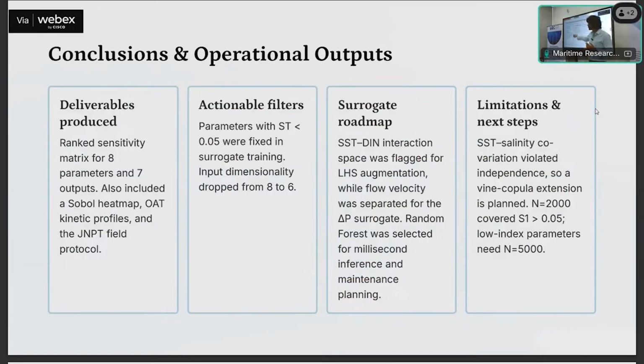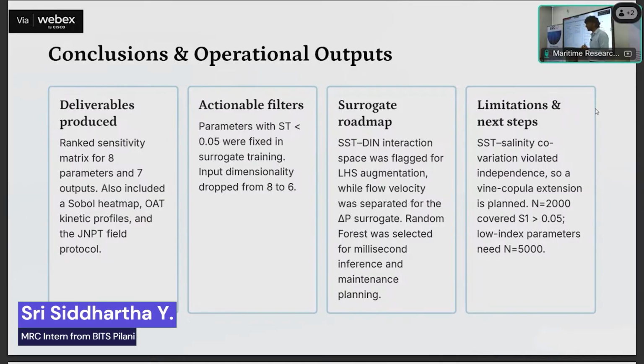So the deliverables that I've produced are the sensitivity matrix and a heat map, and these can be used to do more elaborate and specific field campaigns eventually. This is also used to train the models that they've made. Coming to the limitations, the models are obviously not perfect. The statistical methods have this limitation where they assume that every single parameter that we've considered is independent of each other. That might not be the case sometimes, and that can lead to some errors or problems.